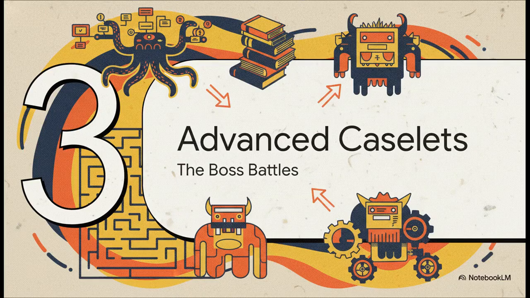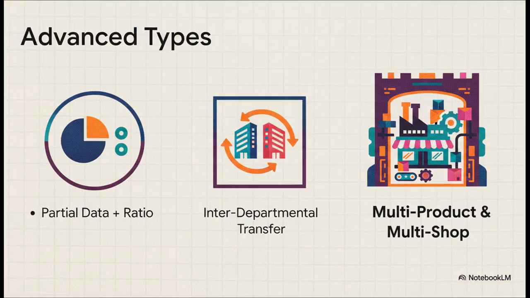Next up, Section 3, Advanced Caselet Types. These are what we like to call the boss battles. So you're going to face 3 main enemy types here. Number 1 is partial data combined with ratios. Number 2 is the tricky interdepartmental transfer. And number 3, the absolute final boss of the caselet world, is the multi-product and multi-shop structure. Let's break down exactly how to defeat every single one of them.